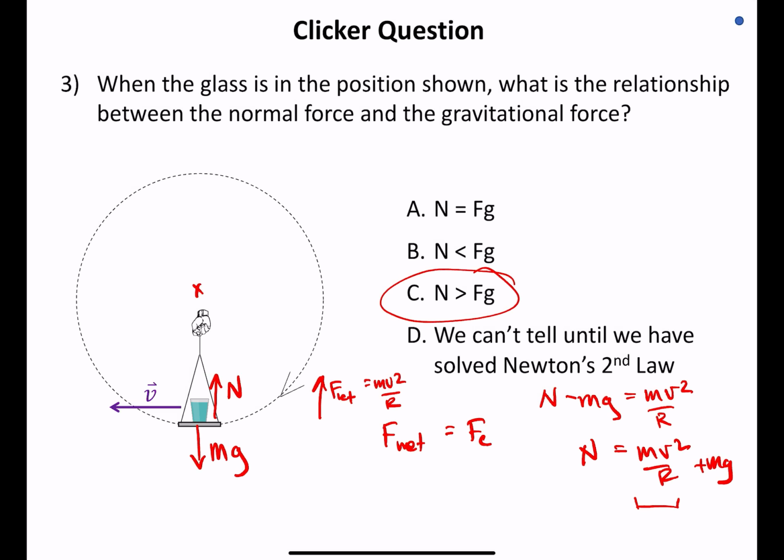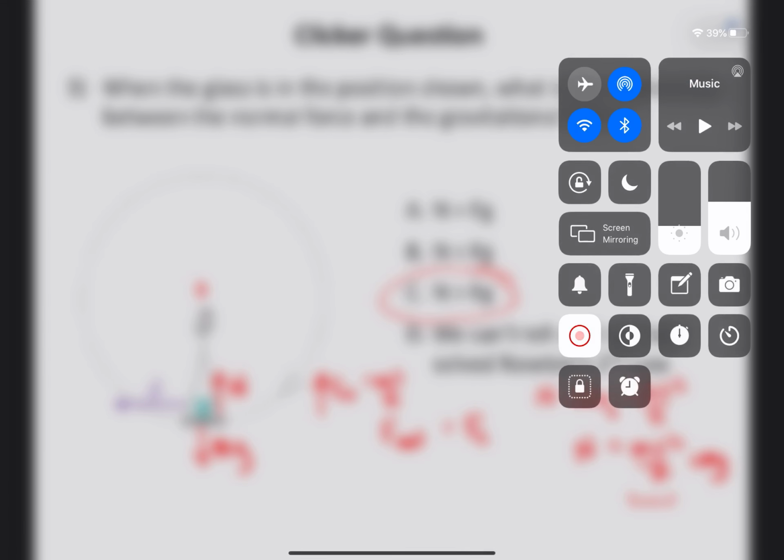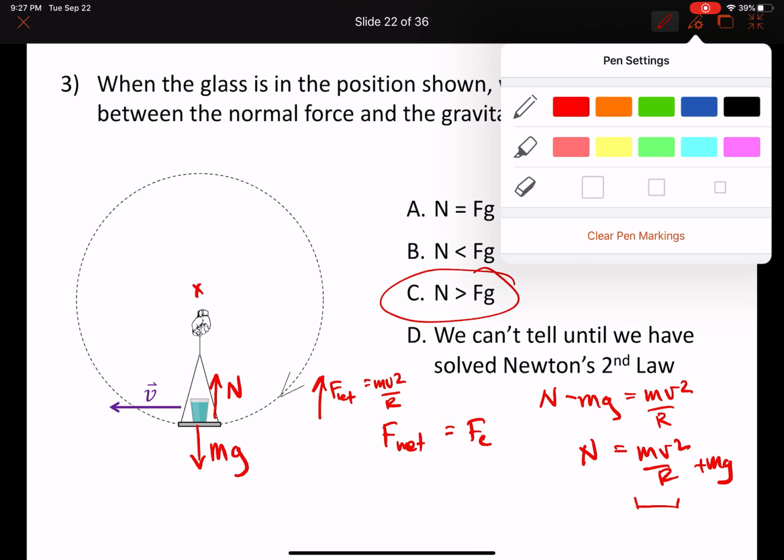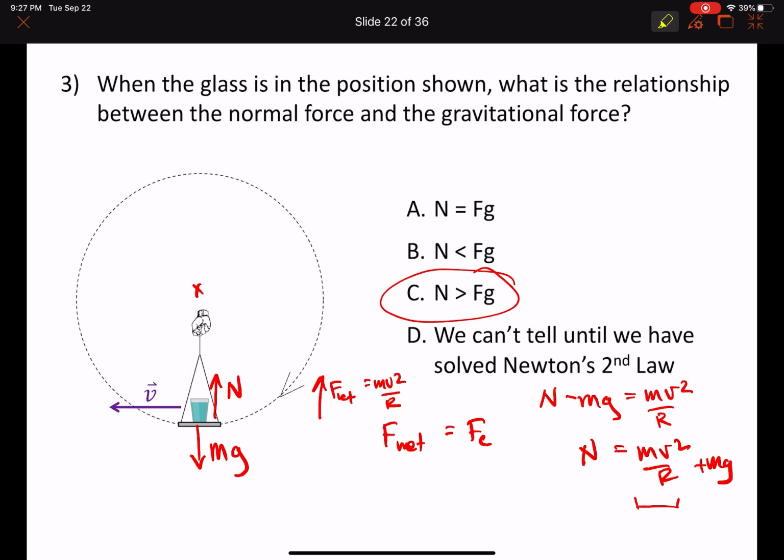This term is always positive, right? Mass is always positive. Radius is always positive. Our velocity is squared, so that's always positive. It's added to mg. So the normal force must be greater than mg. You could also have looked at your picture, and remember that the net force needs to be positive, and then we just have the normal force and the gravitational force. For those to add up to something positive, the normal force has to be greater than the gravitational force.